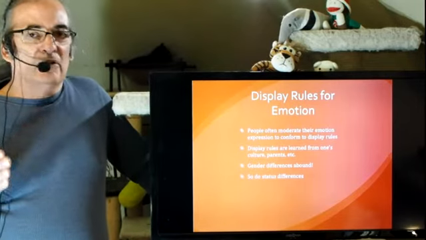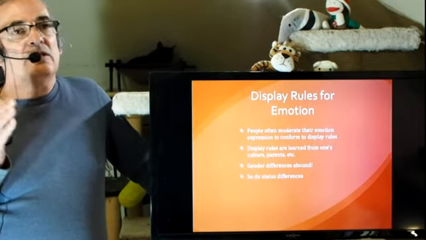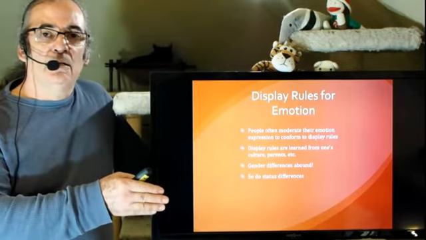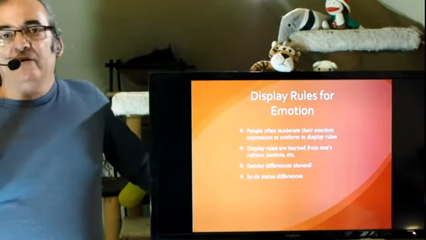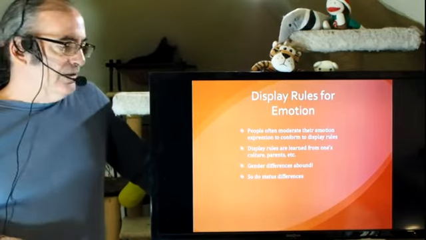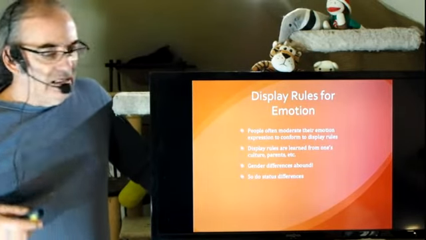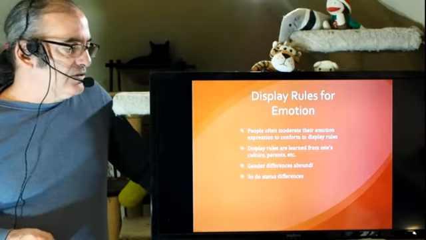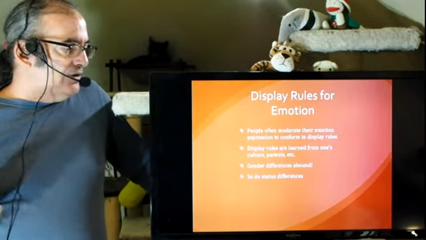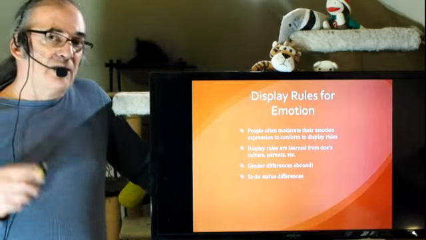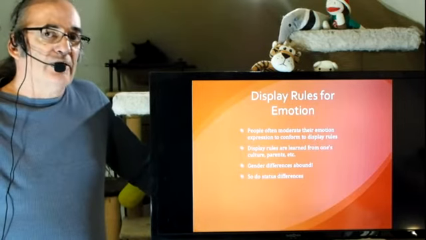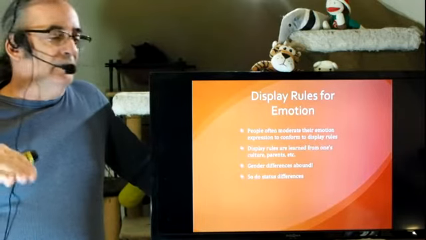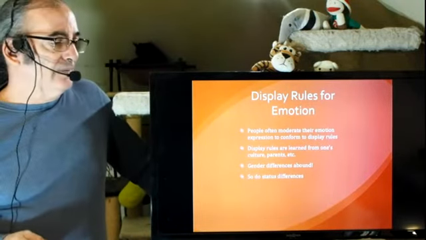And display rules are typically gendered. So males are allowed to express some emotions, and women are not, is usually the most common way that it goes down. And we learn this from our culture, from our parents, etc. It's just a legacy of our upbringing. So gender differences abound, and status differences. Remember, a boss can demonstrate their anger, but an underling might not be able to, for the same circumstance. Okay.